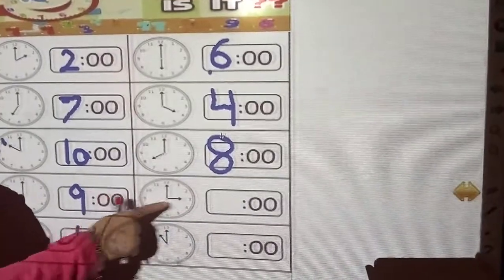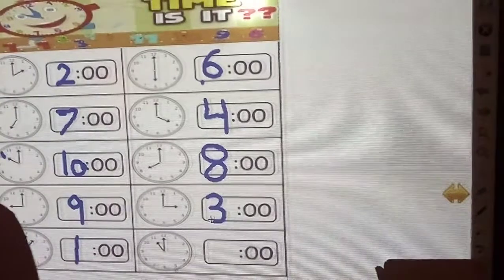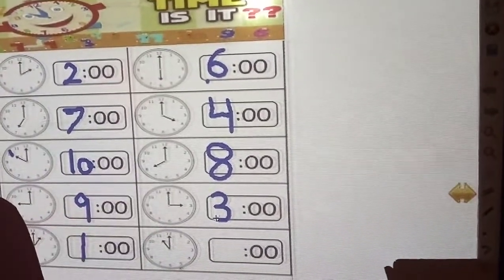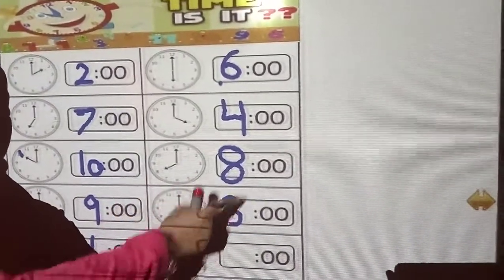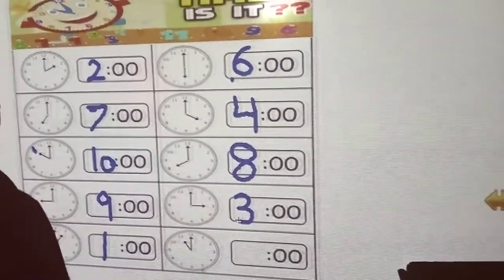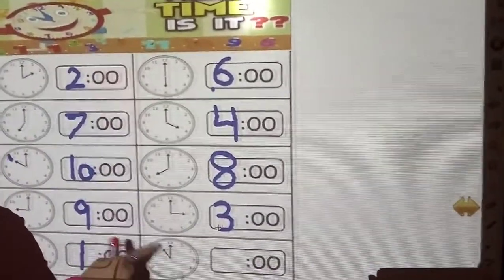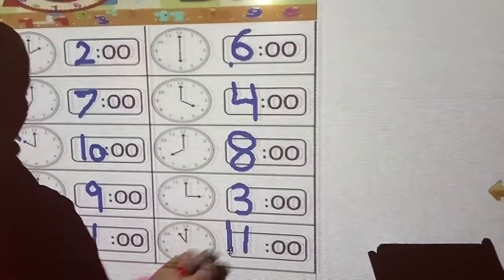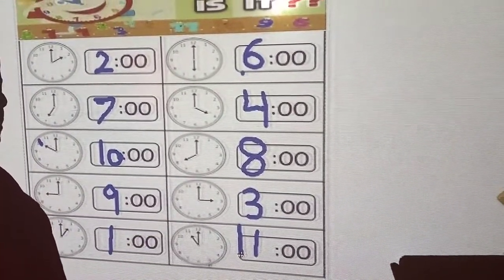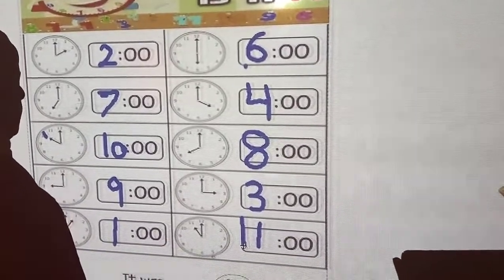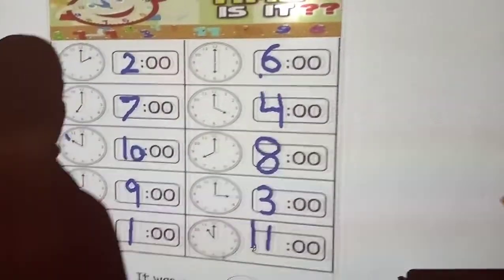Number 9, the short hand points to 3. And the long hand points to 12. What time is it here? 3 o'clock. Can you help me here? Okay. Tell me, the short hand points to 11. Super. And the long hand points to 12. So, what time is it here? Super, excellent. 11 o'clock. Let's see another page.